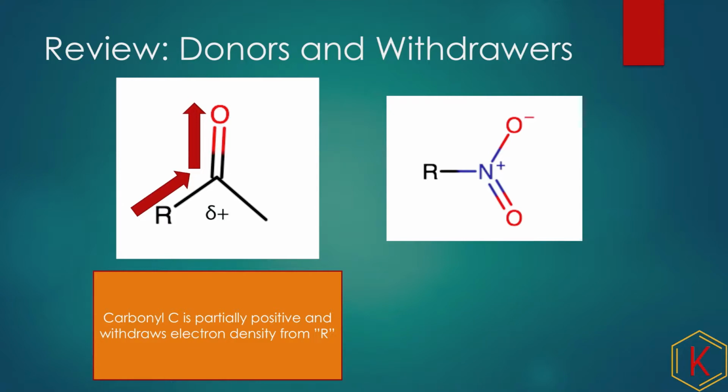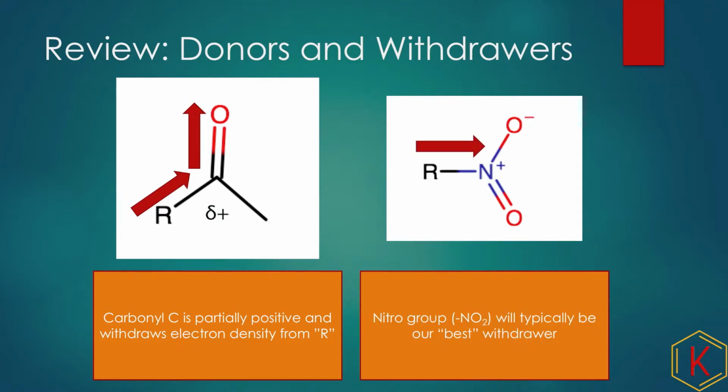Another common withdrawer that you'll see is this one, the nitro group. That positive nitrogen is great at pulling electron density away from what it's next to, which again would be the benzene ring in this case. It's so good that we say in most contexts it will in fact be our best withdrawer on the benzene ring, both for this and in EAS.